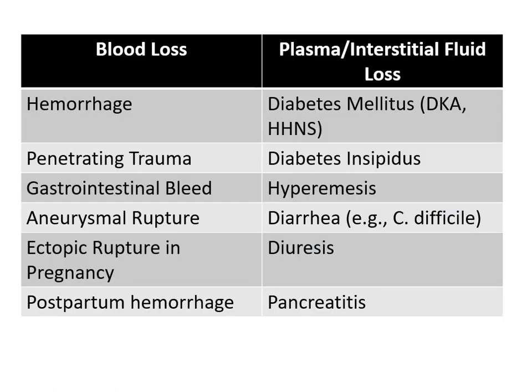Some common examples of blood loss that results in hypovolemic shock include hemorrhage, penetrating trauma, gastrointestinal bleed, aneurysmal rupture, ectopic pregnancy, and postpartum hemorrhage. Examples of plasma or interstitial fluid loss contributing to hypovolemic shock include severe diabetes mellitus, usually in the form of diabetic ketoacidosis or hyperglycemic hyperosmolar non-ketotic syndrome, diabetes insipidus, hyperemesis, diarrhea, particularly in the form of C. diff, overdiuresis, and pancreatitis.